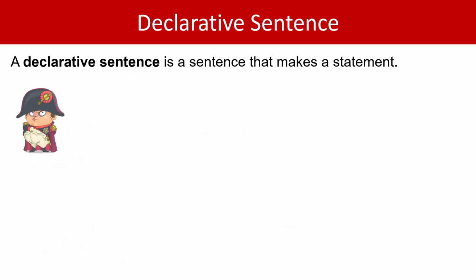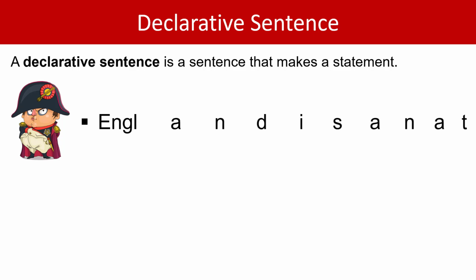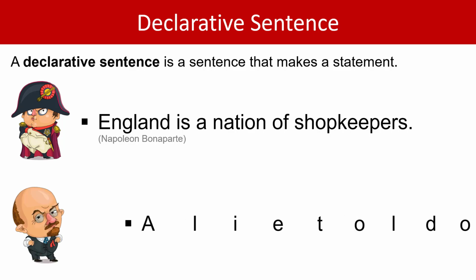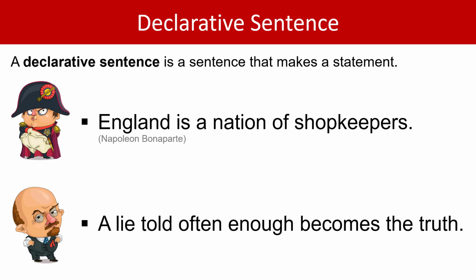So they were some simple examples. Let's do some real life ones. Here is a quotation from Napoleon Bonaparte. England is a nation of shopkeepers. And from Lenin, a lie told often enough becomes the truth. So these are statements. Notice that they both end with full stops, or periods.